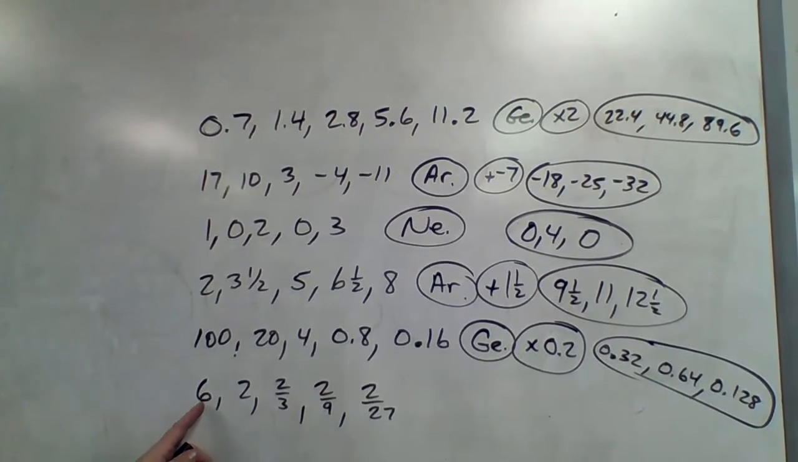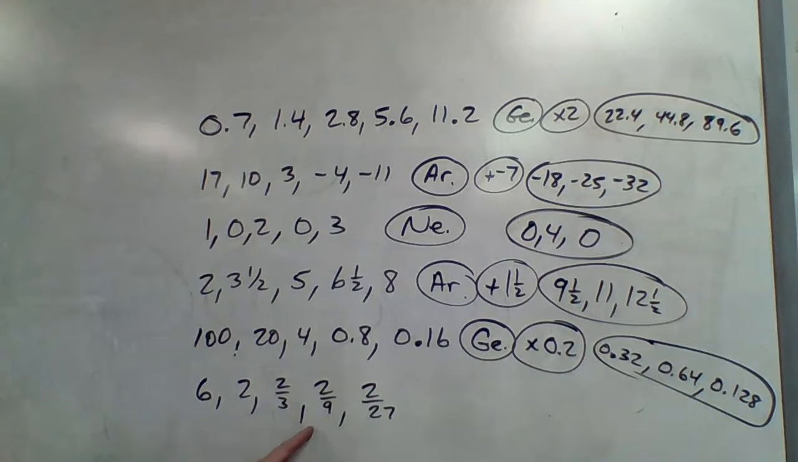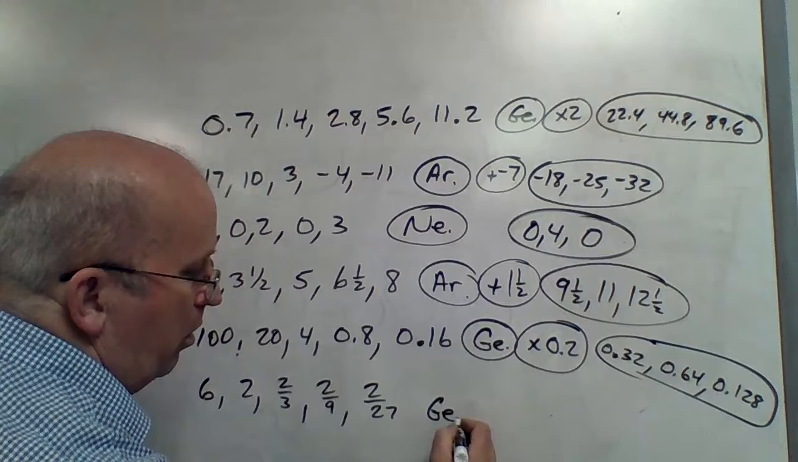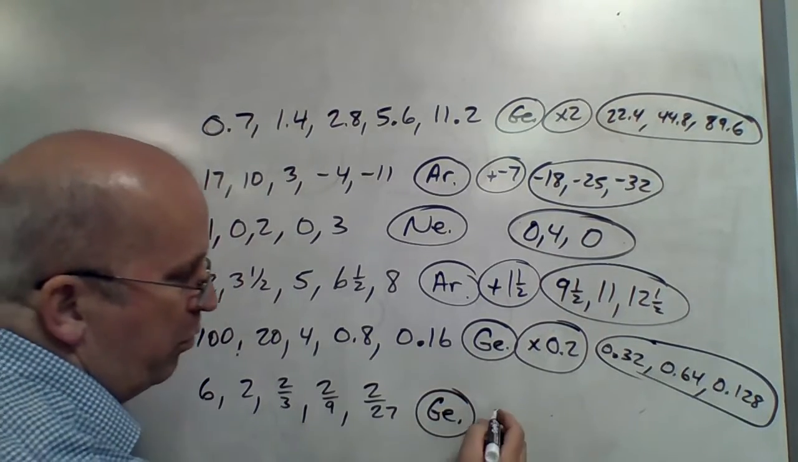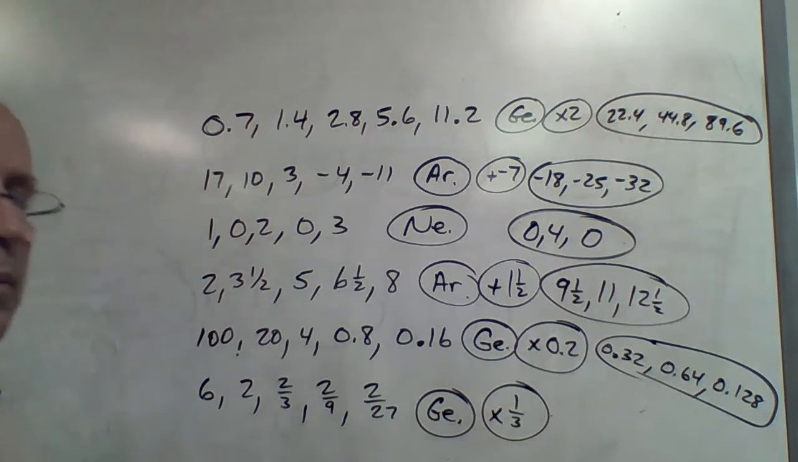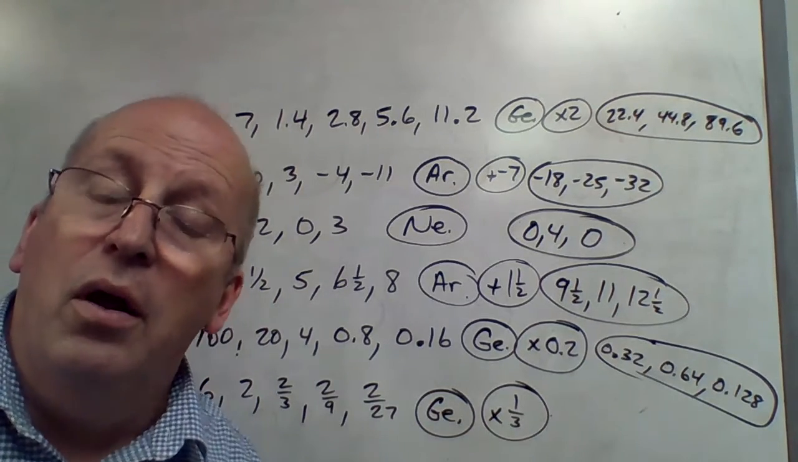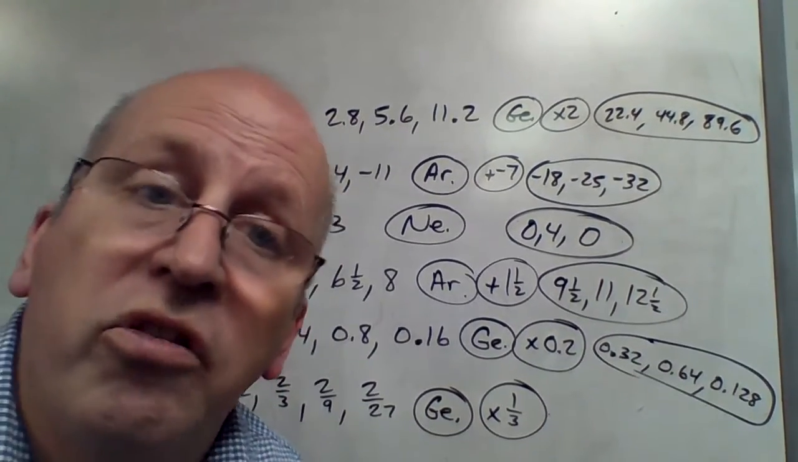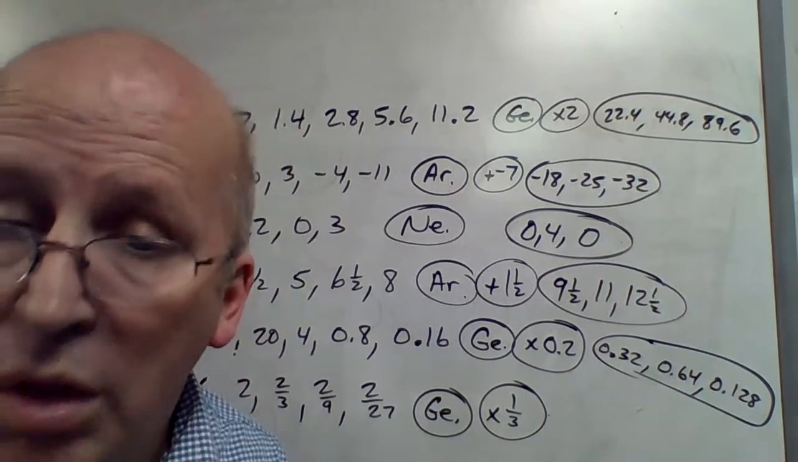Look at this last one. That looks like dividing by 3, doesn't it? Yeah, it is. It is divided by 3. 6 divided by 3 is 2. 2 divided by 3 is 2/3. 2/3 divided by 3 is 2/9. 2/9 divided by 3 is 2/27. This is a division problem. But we don't call it division. We call it geometric, because dividing by 3 is the same thing as multiplying by 1/3. Remember the rule about division? To divide, you multiply by the reciprocal of the second number. And the reciprocal of 3 is 1/3.